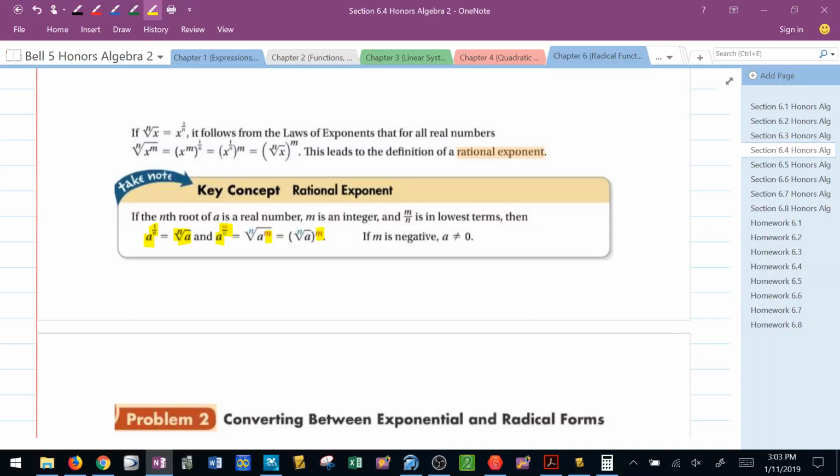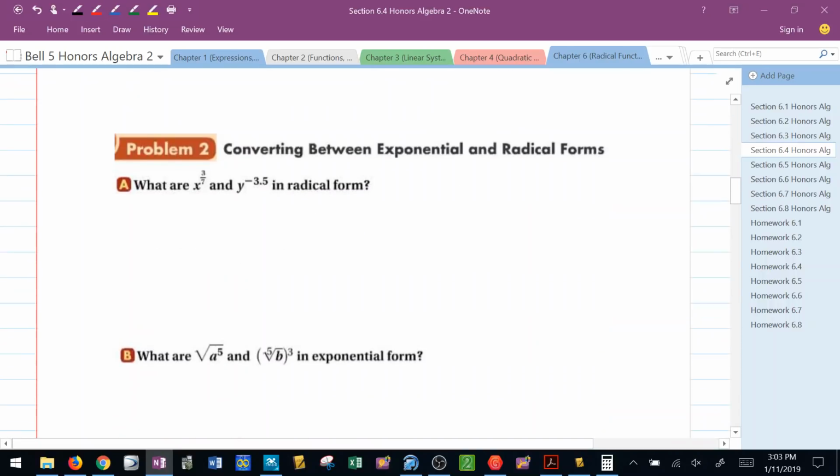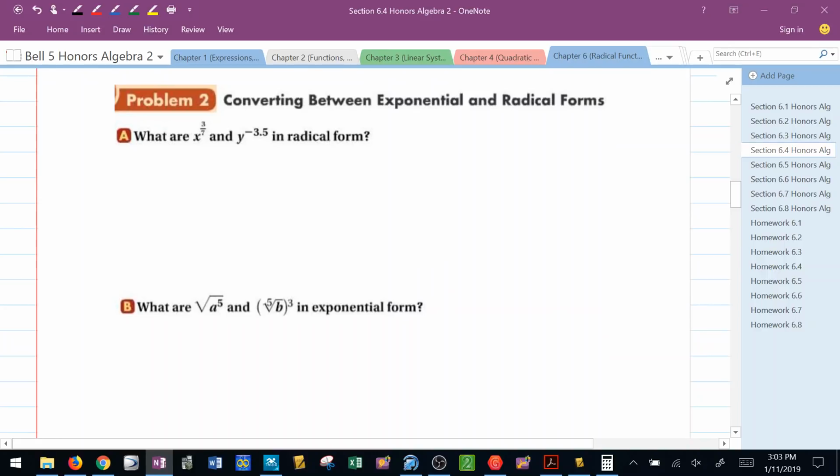The other thing that we have to take a look at here is that if m is negative, then a cannot equal 0. We're going to see why. If you know your rules for exponents, the next thing that we're going to talk about is what a negative value in a power means, which is actually that we're going to move it. All right, so let's take a look at each one of these.